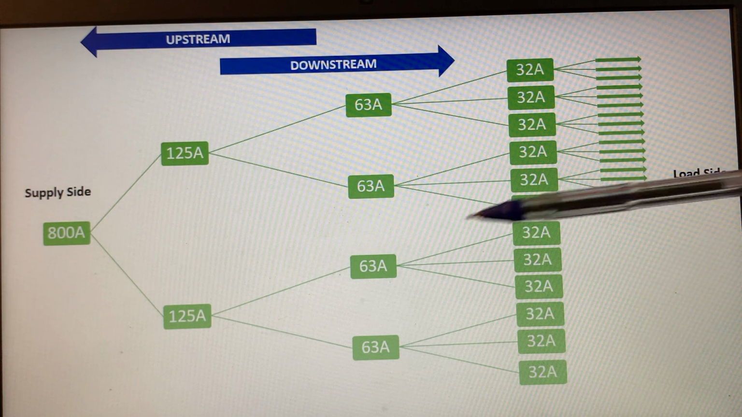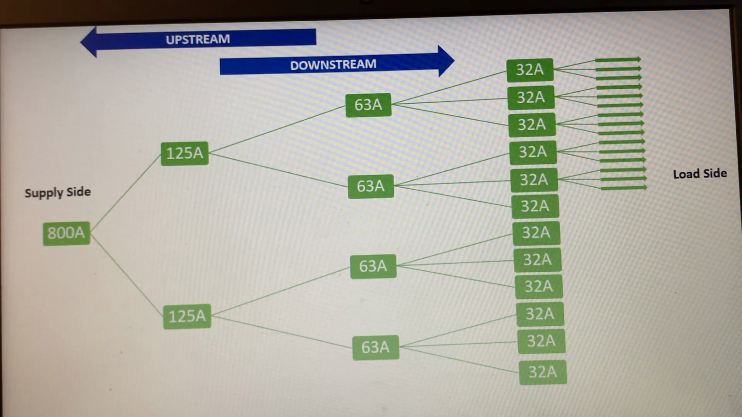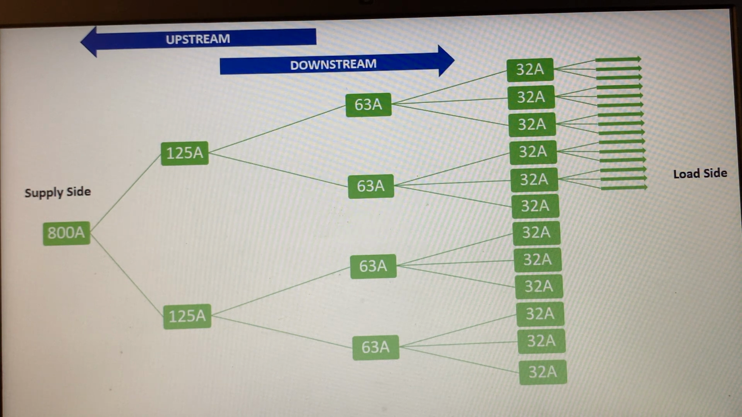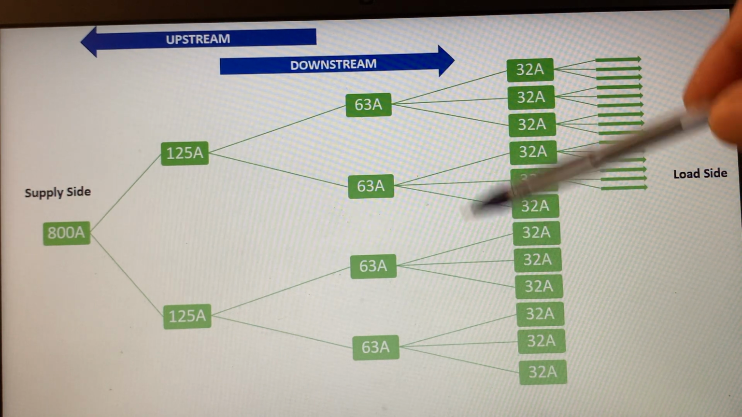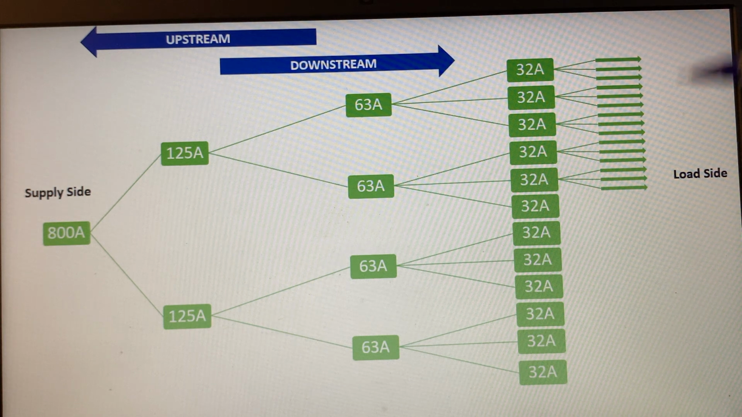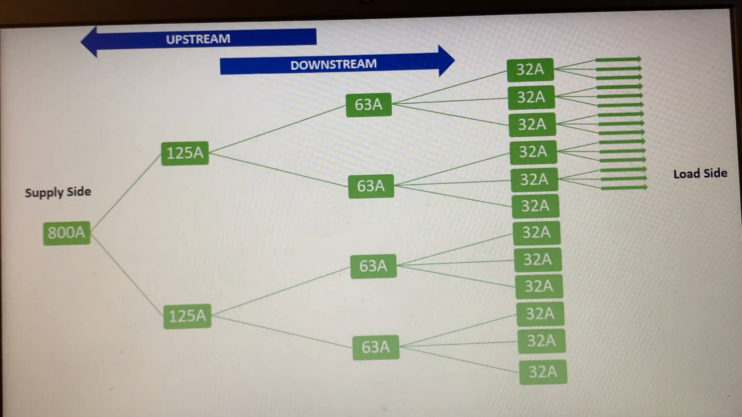If you are looking at a particular breaker, let us say this one, all the breakers on the left side, that is these three of them, are called upstream breakers because it is moving against the stream, and all the breakers on the right side or the load side are called downstream breakers. This looks like an organization chart, doesn't it? That's what I mentioned earlier.